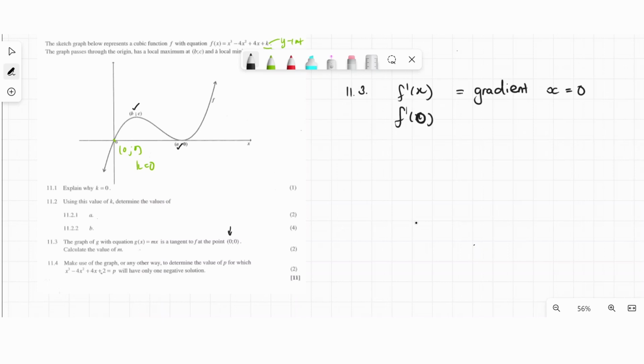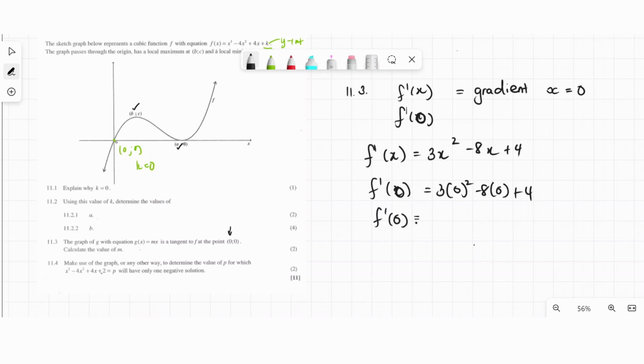So I need to find the first derivative when x is equals to 0. Alright, so let's do that. f prime, I've already calculated it to be equals to 3x squared minus 8x plus 4. Find f prime at 0. So I'm going to substitute 0 at x. Therefore my gradient, which is f prime at 0, is equals to 4, making m equals to 4.